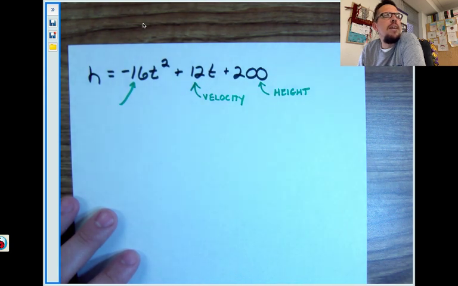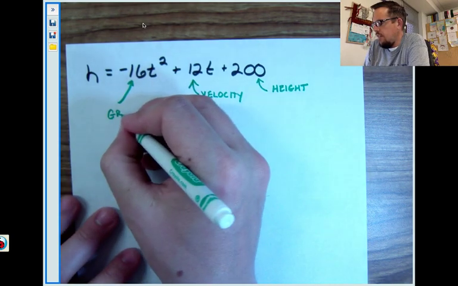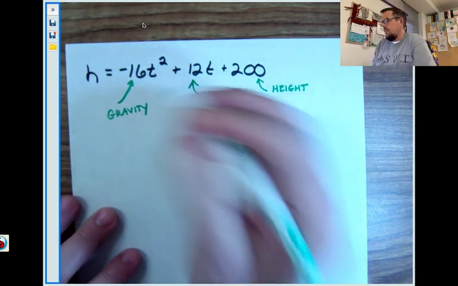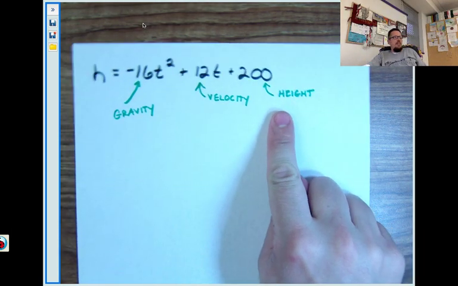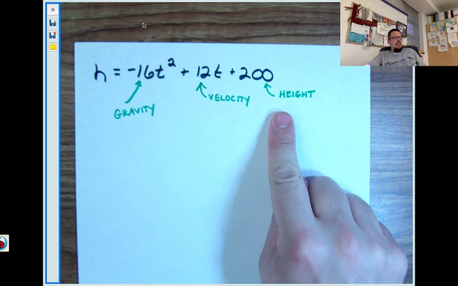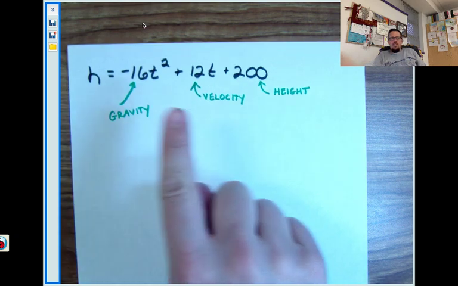If I throw something up in the air, does it keep going forever? It comes back down. Why? Because gravity. The minus 16t squared is the effective gravity. So this problem, what we're saying is, I'm standing on top of a 200-foot tall building, and I hurl a graphing calculator into the air at 12 feet per second. How long does it take for it to hit the ground?